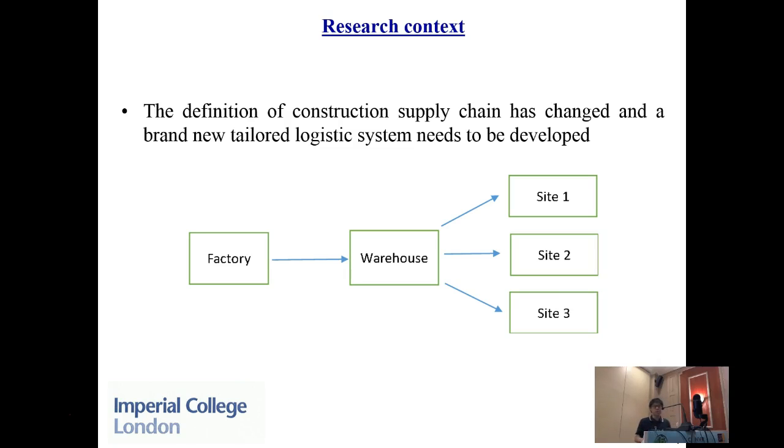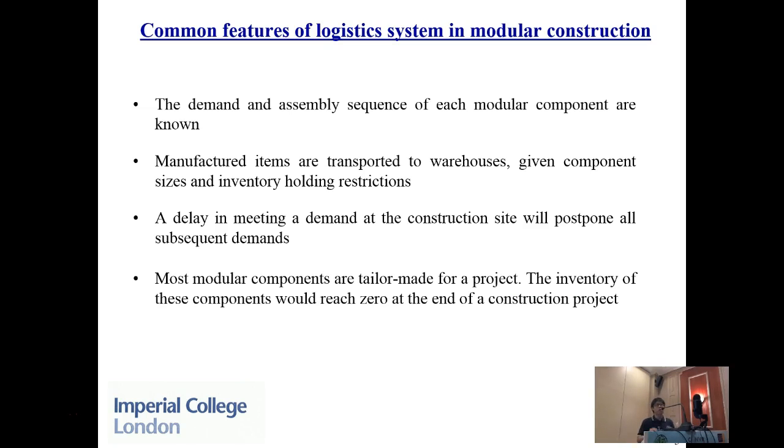In this context, the definition of construction supply chain has altered, because now it has the characteristics of both manufacturing and construction. Thus, a new tailored logistic process needs to be developed. When developing this new tailored logistic process, some special features of modular construction need to be considered.